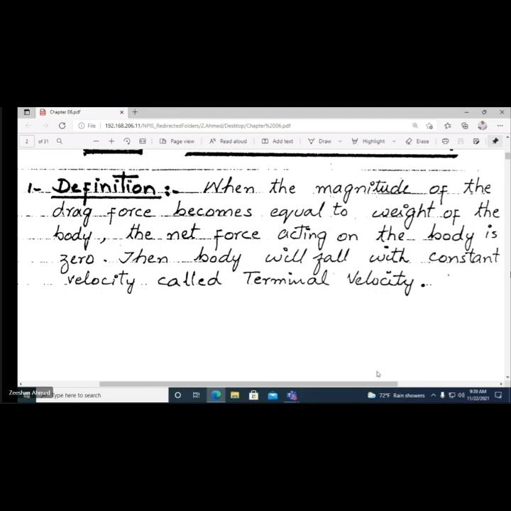Keep it in your mind, the easiest definition: when the drag force acting on a body becomes equal to the weight, the net force becomes 0, and the body starts to fall with constant velocity. This is called terminal velocity.